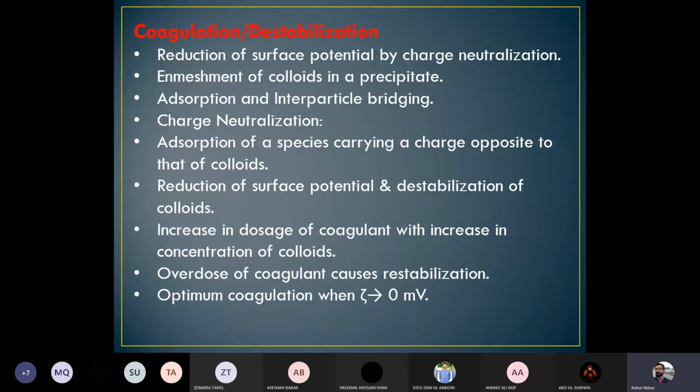Reduction of surface potential by charge neutralization, enmeshment of colloids in a precipitate, adsorption and interparticle bridging. Charge neutralization is adsorption of a species carrying a charge opposite to that of the colloids, reduction of surface potential and destabilization of colloids. Increase in dosage of coagulant with increase in concentration of colloids. Overdose of coagulant causes restabilization, with optimum coagulation when zeta potential approaches 0 millivolt.